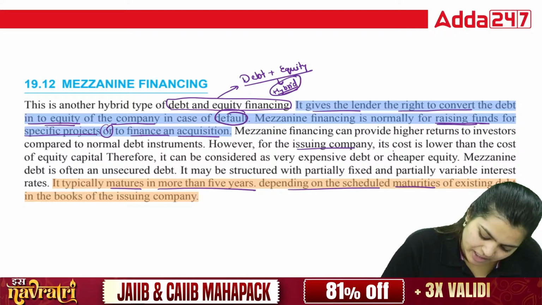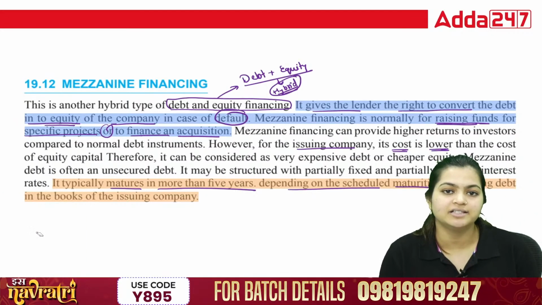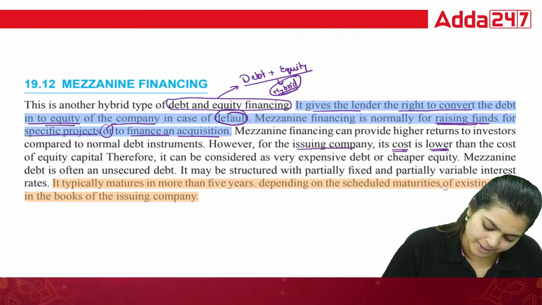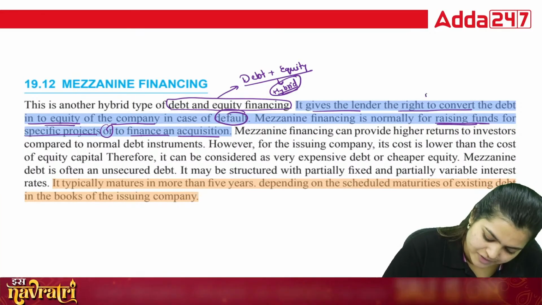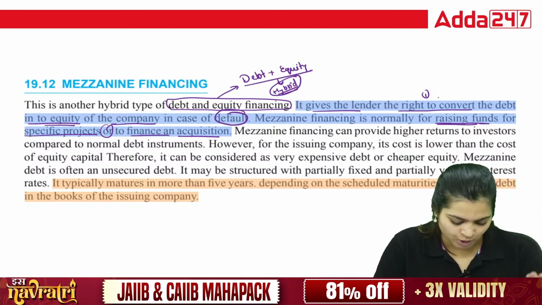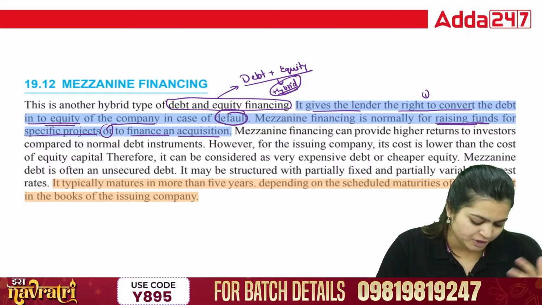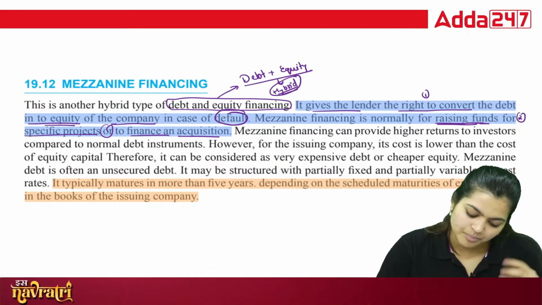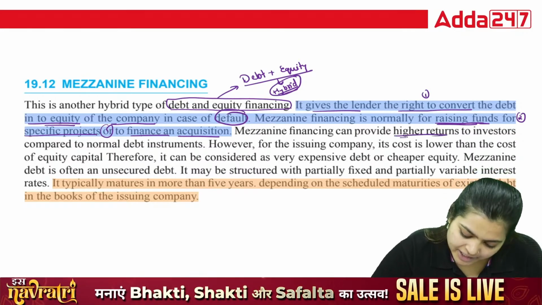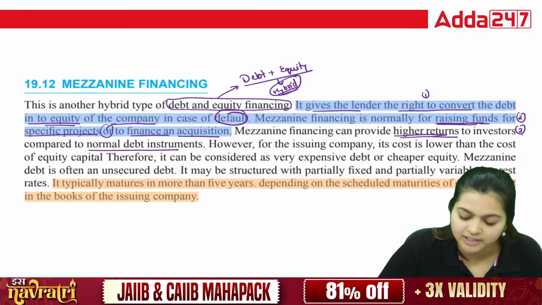Okay, so issuing company, its cost lower. So let's read the full paragraph because they are asking so many characteristics at the same time. You can see the first point: it gives the lender the right to convert the debt into equity. That is the first point. This is also used for raising funds for specific projects or for financing an acquisition. And mezzanine financing provides higher returns to investors compared to normal debt instruments. Yes, this is the third one.